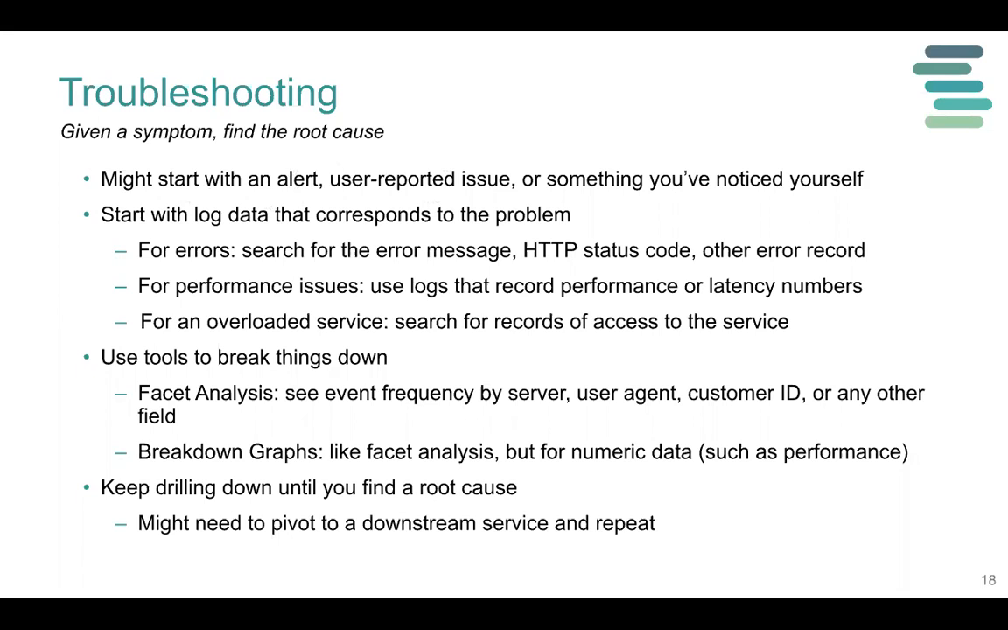And so the first step in an investigation is going to be to find log data that corresponds to that problem. So if some operation is failing, people are seeing errors, you should have logs that report those errors. And in those logs, there will be a status code or an error message or some kind of detail about the error. If it's a performance issue, hopefully you have some logs that record the performance, for example, the elapsed time to process each request into the system.